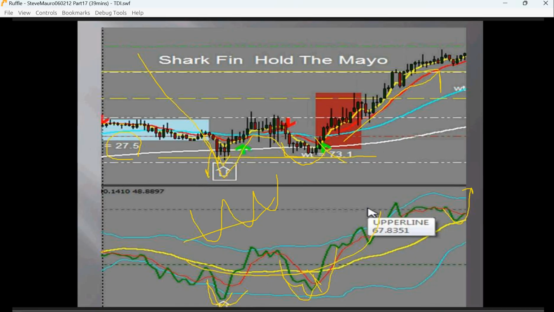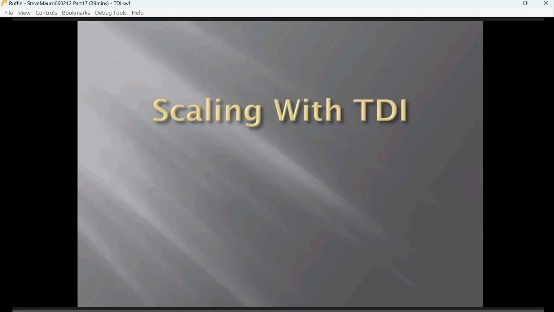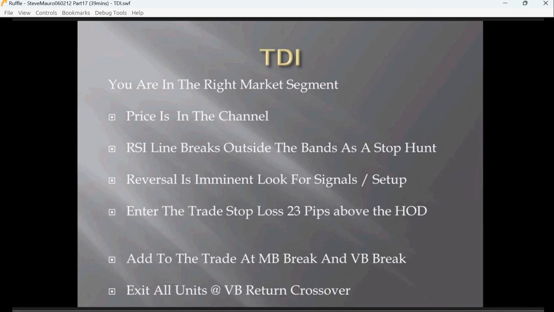All right? So now, scaling in. When you become proficient, you can use scaling in or checkpoints along the way to understand where you are in the cycle and if the cycle is still valid. How do I do that? Okay? You always have to be in the right market segment. I gave you the 3 segments. You know where you're supposed to be.